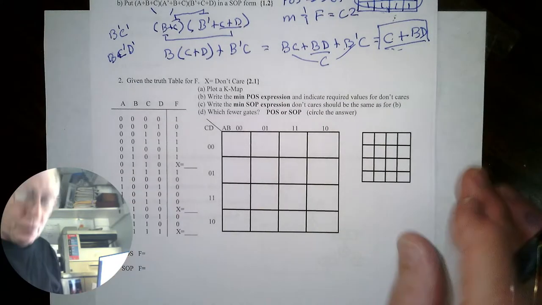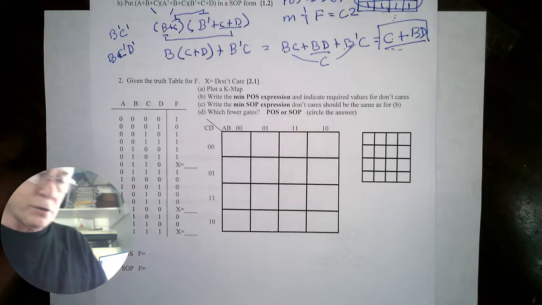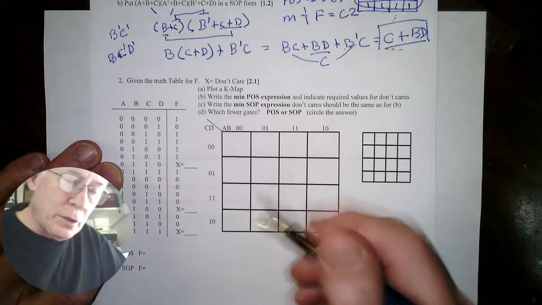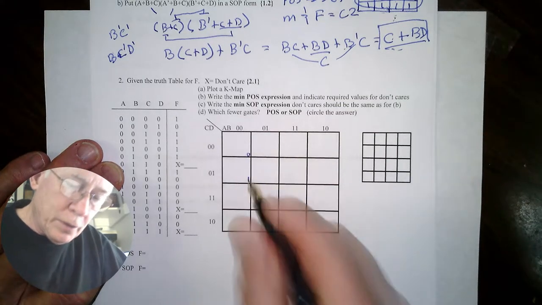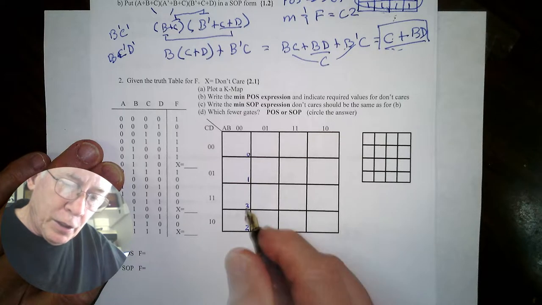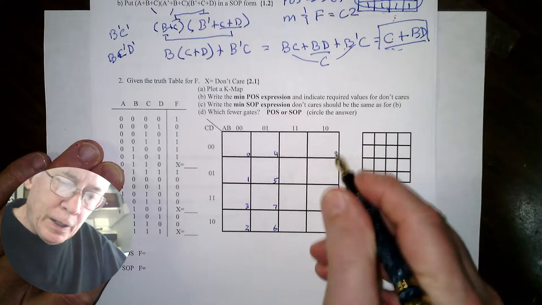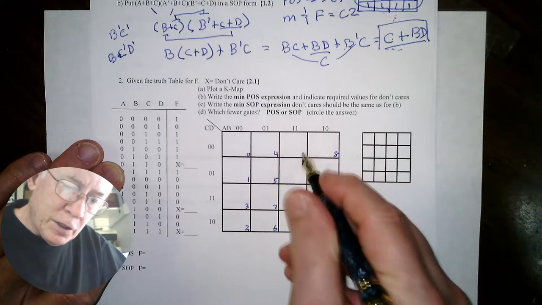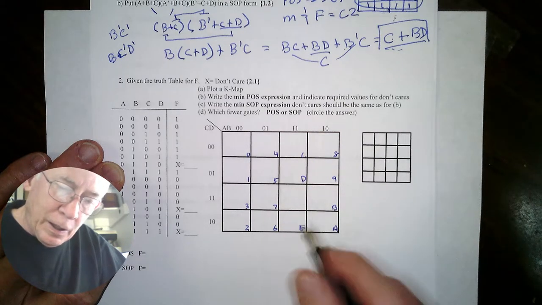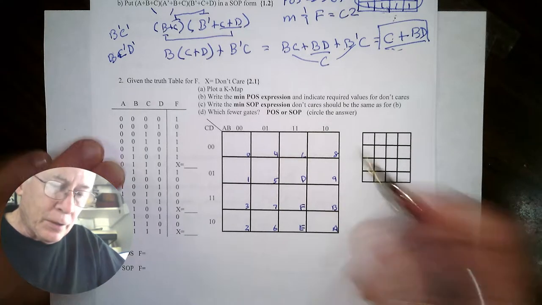Okay, now let's do this. This is your bread and butter combinational design problem. This you should be able to do in your sleep. So remember, we want to be able to number these squares 0, 1, but we flip the bottom rows, 2, 3, 4, 5, 6, 7, 8, 9, and then I'll use hex, A, B, C, D, E, and F, are 10, 11, 12, 13, 14, 15.